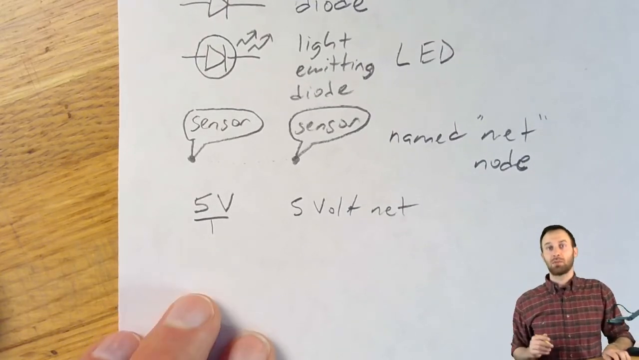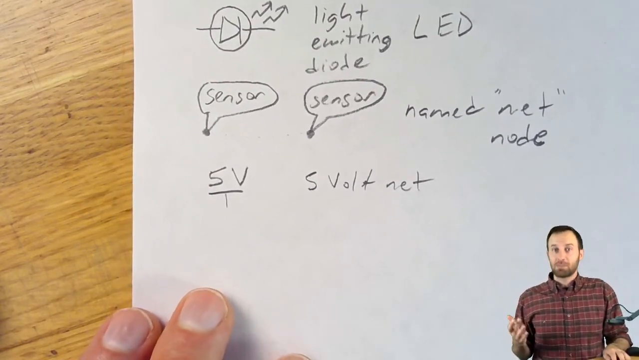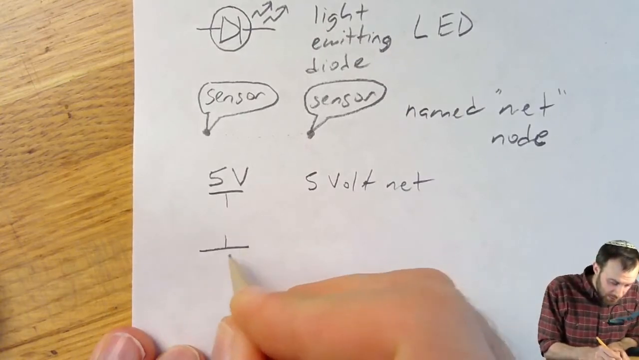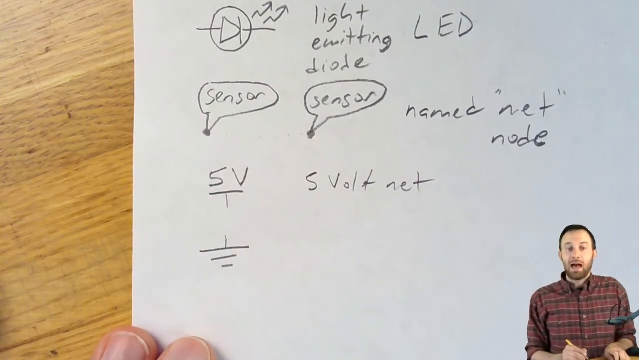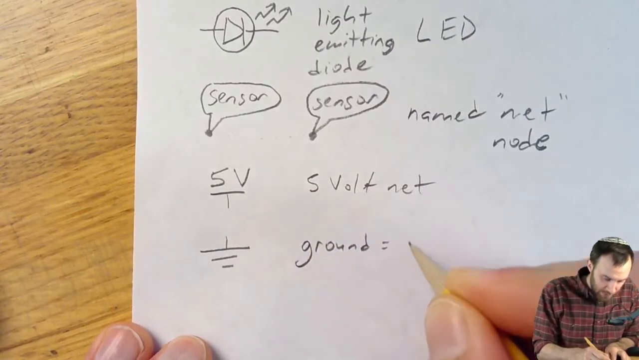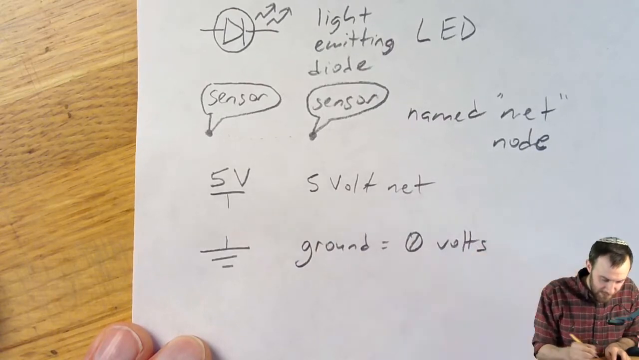There's another thing that we're going to be using a lot that's essentially another named net. This one just has another special symbol. That thing is going to look like that. This is called ground, and that is the same thing as 0 volts, V-O-L-T-S.